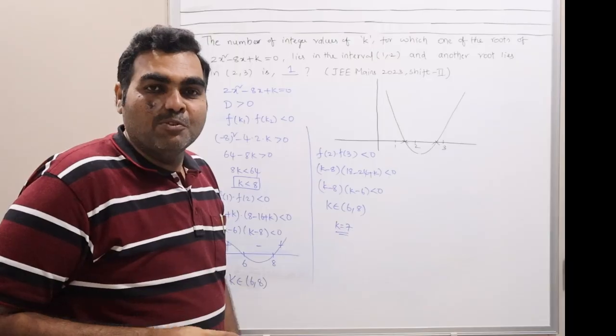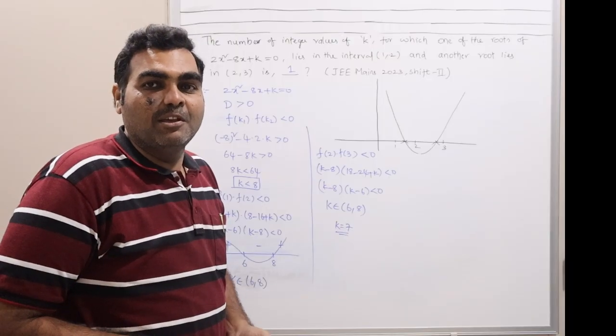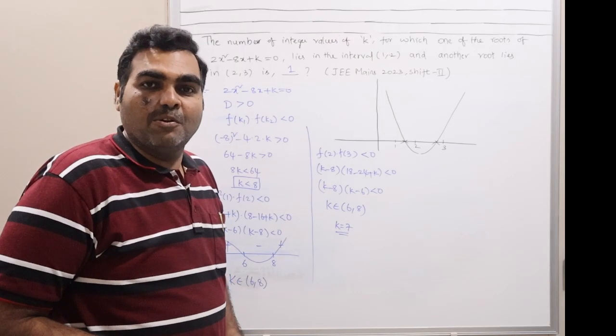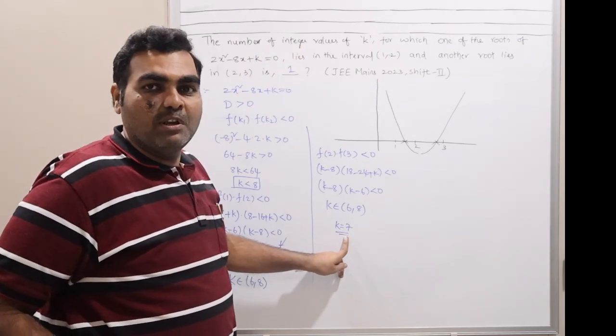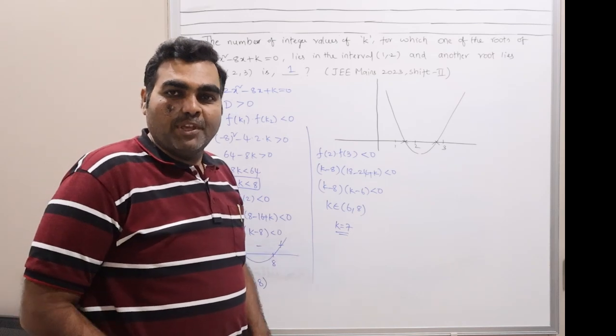Please don't get confused. You'll get excited and you will write 7. No, he is asking for the number of integer values. So the number is 1, only one value you have. Okay, thank you. I hope you understood.